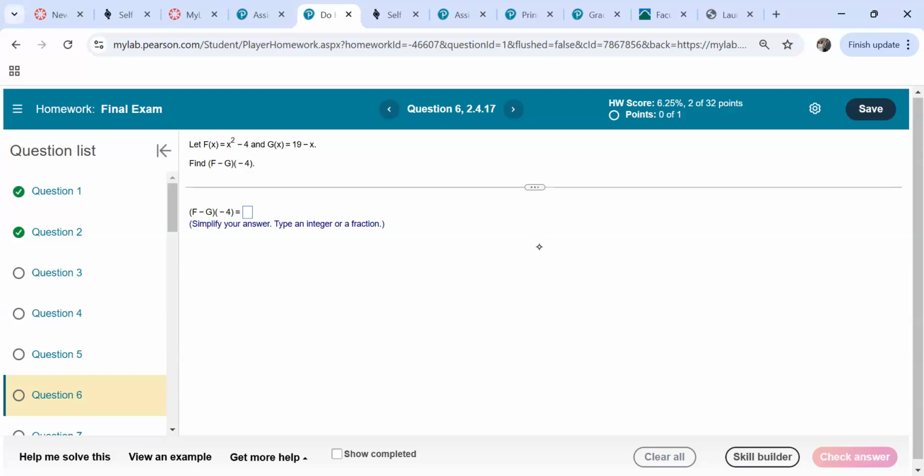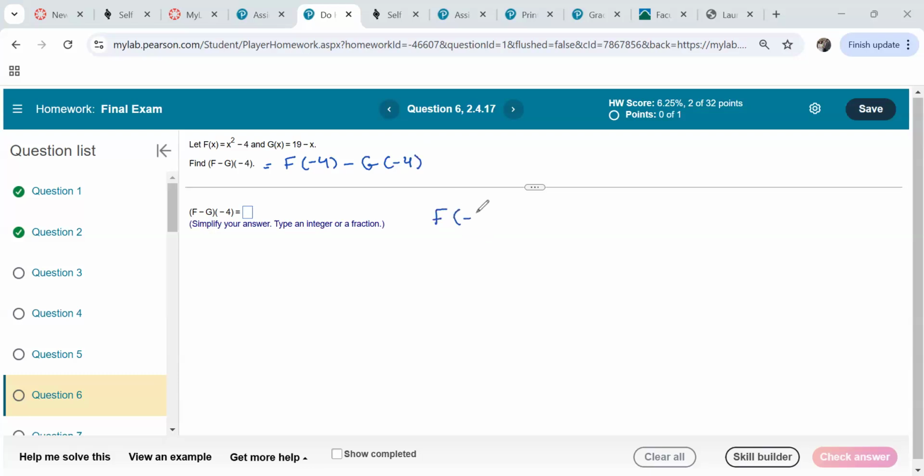Okay, this is adding or combination of functions. So we have f of x is x squared minus 4, g of x is 19 minus x. And we want to figure out what f minus g of negative 4 is. This is the same as saying, I want to know what f of negative 4 minus g of negative 4 is.